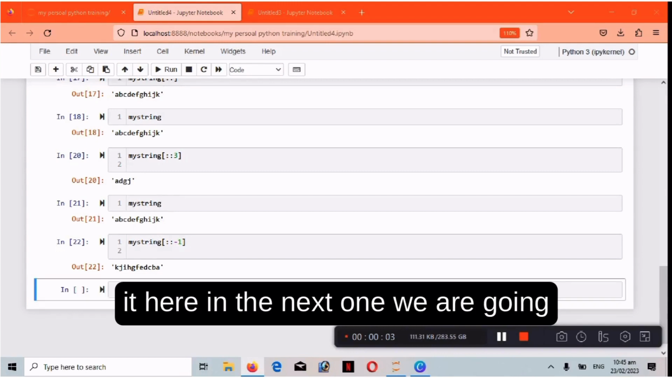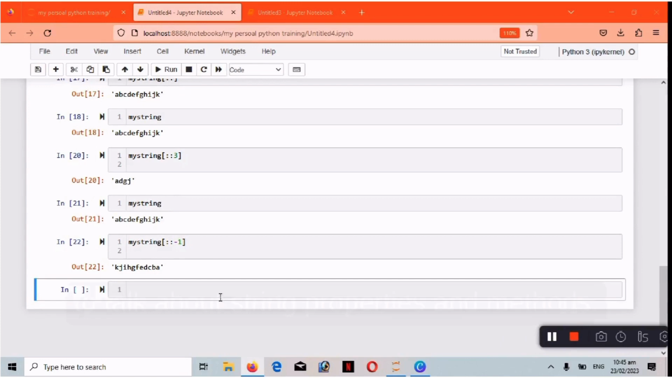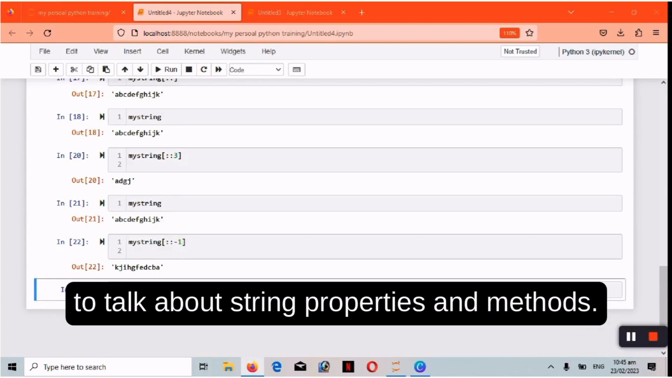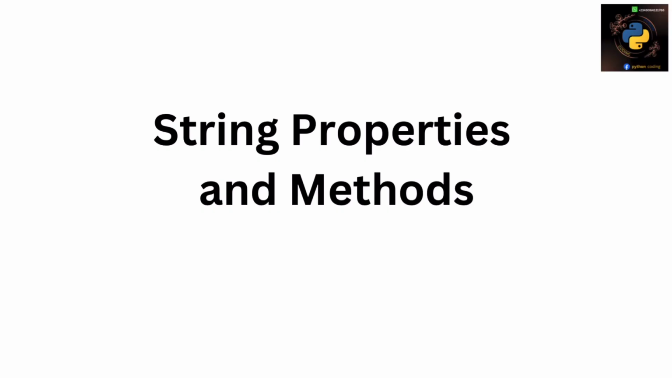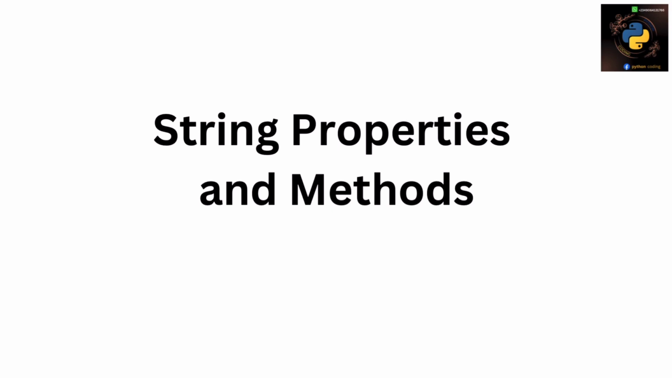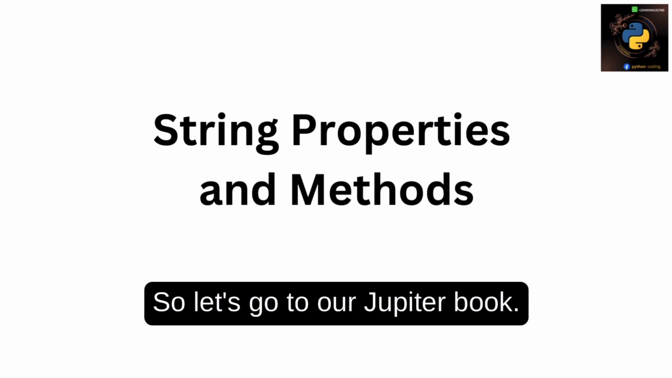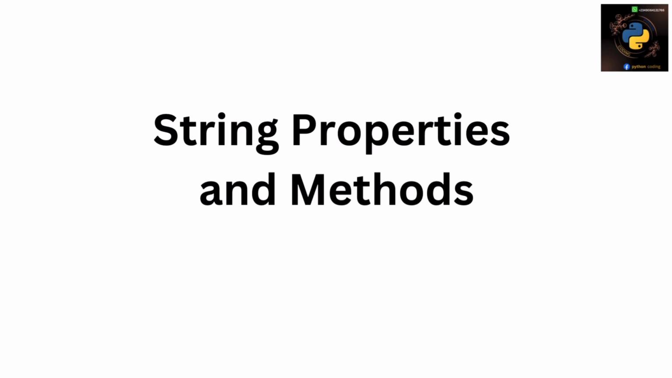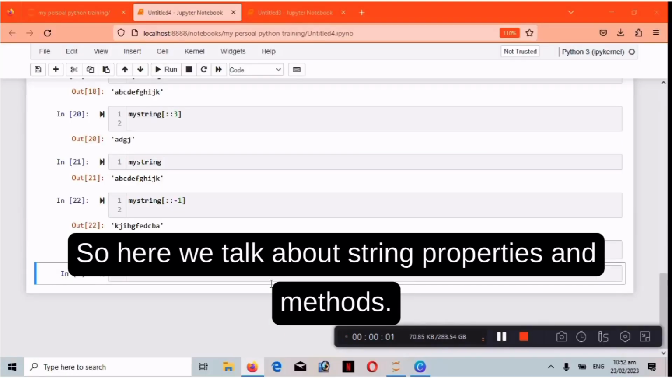In the next one, we are going to talk about string properties and methods. So let's go into our Jupyter notebook. So here we talk about string properties and methods.